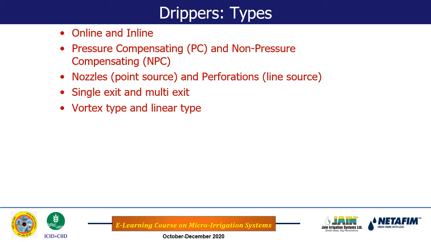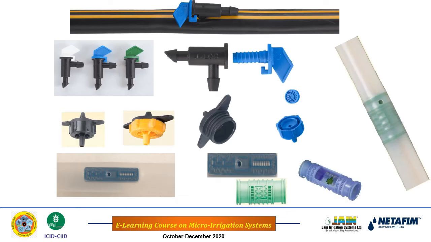So these are the 5 categories, and I will try to explain all these categories one by one, and I will also tell you what kind of drippers are to be used. This is just a mix of the different kinds of emitters or drippers. There are online emitters, inline emitters, then vortex kinds of emitters, labyrinth kinds of emitters, but all of them are single exits. There are some PC kind, there are some NPC kind.